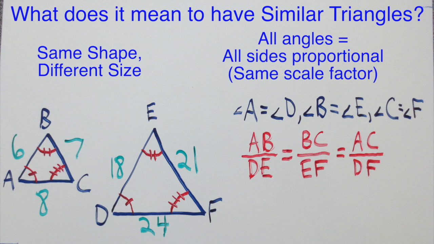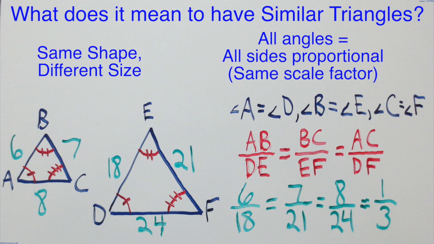And then I can prove that they're proportional by putting in the numbers that we have. So we got 6 over 18, which is equal to 7 over 21, which is equal to 8 over 24. All three of those ratios reduce to 1/3. So those are all the things that would happen when you have these two similar triangles.